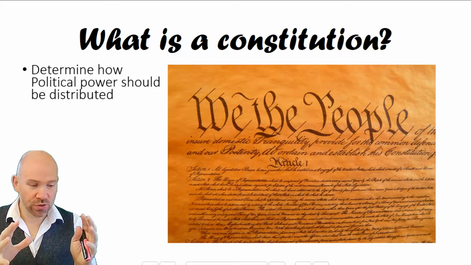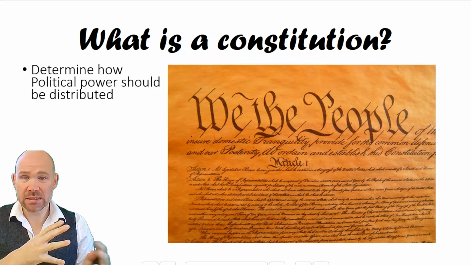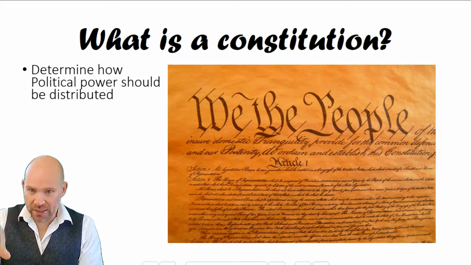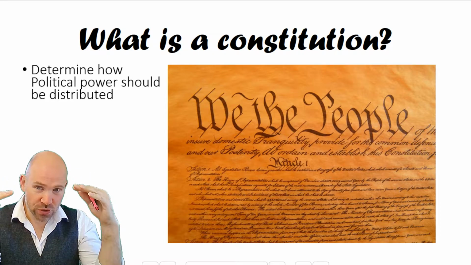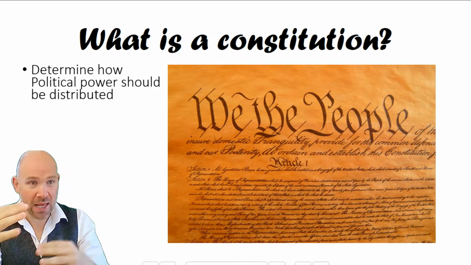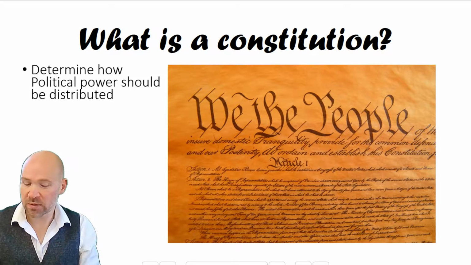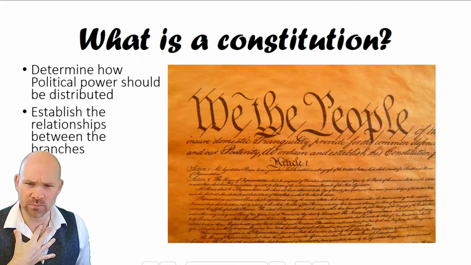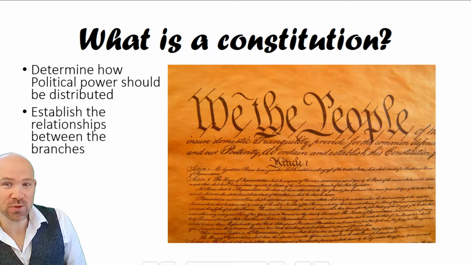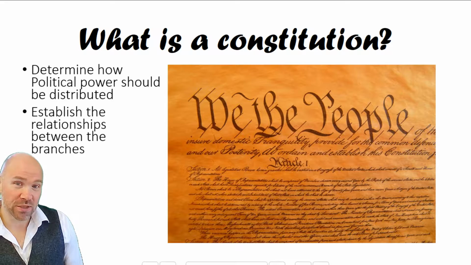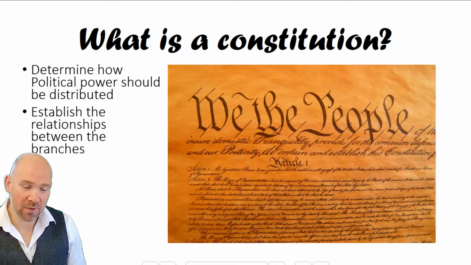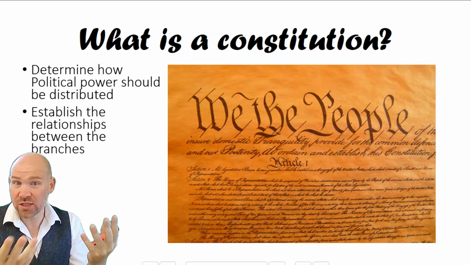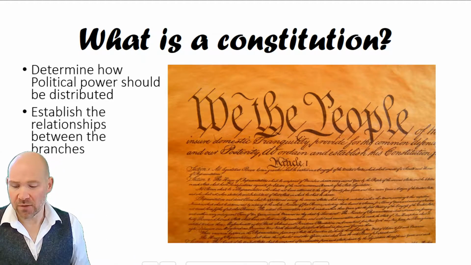First of all, a constitution, in any country, determines how political power should be distributed. So what is the power of the president or the prime minister or the legislature or the judiciary? A constitution specifies exactly who can do what and whose responsibility that is. It establishes the relationships between those different branches. Think checks and balances in the UK, but it often explains how one branch might be able to remove another, e.g. impeaching a president, for example.